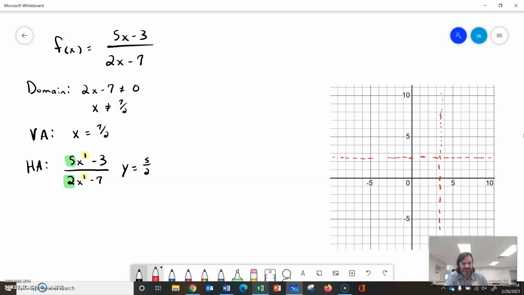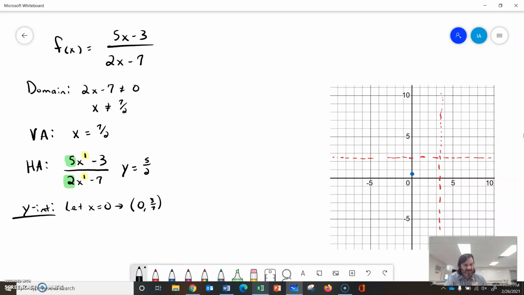Okay, then let's look for some other good points. Let's look for a y-intercept. And that's where we let x equal 0. And if we plug that in, we'll get 0 for our x part, and it will leave us plugging into the function 3/7 for y. So we'll have a point at 0, 3/7. So a little bit above the x-axis there.